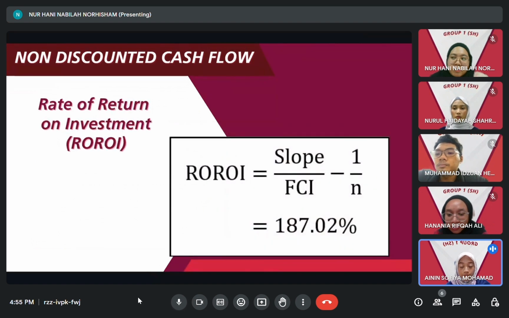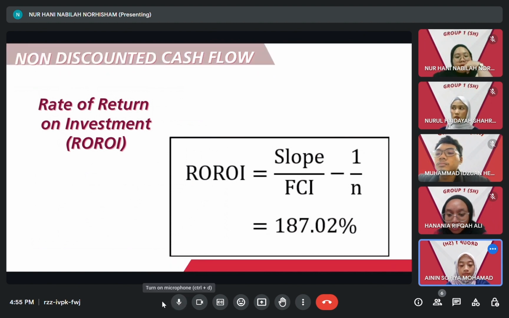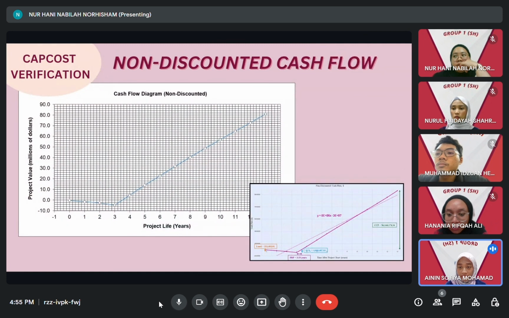Lastly, would be the rate of return on investment, ROROI. So this is the formula that we use to find ROROI, which is the slope 8 power of 6 divided with $4 million, which is our fixed capital investment, subtracted with 1 divided with our project life, which is 10, and resulted to be 187%.